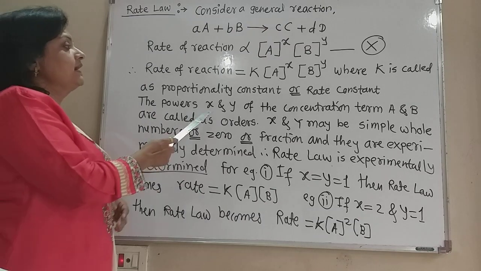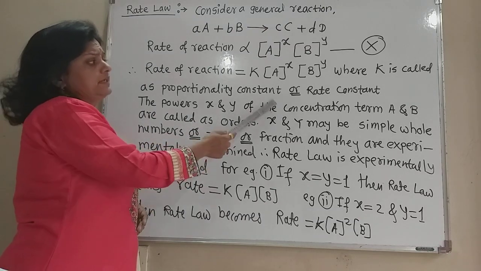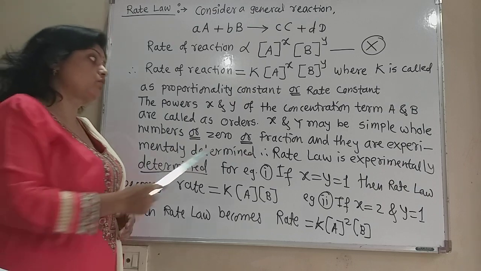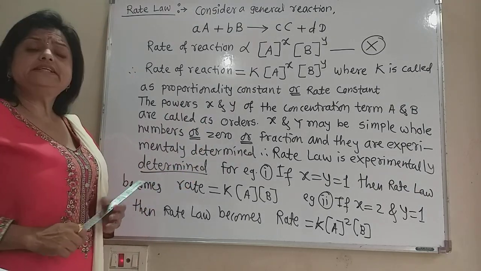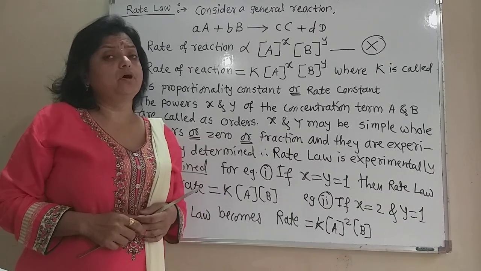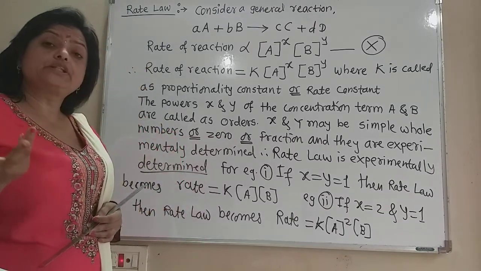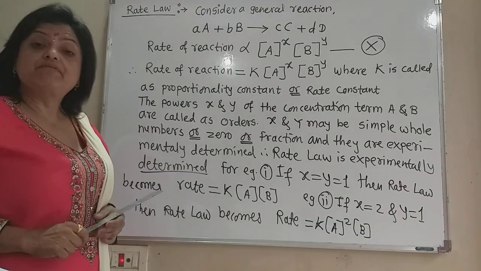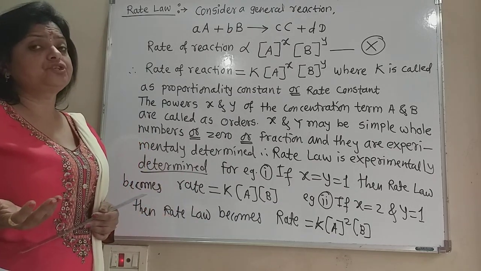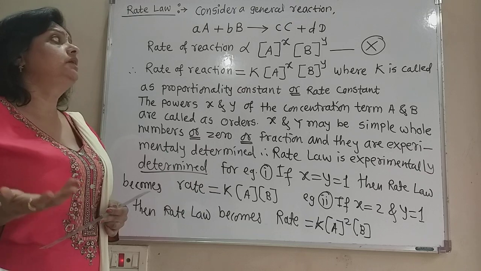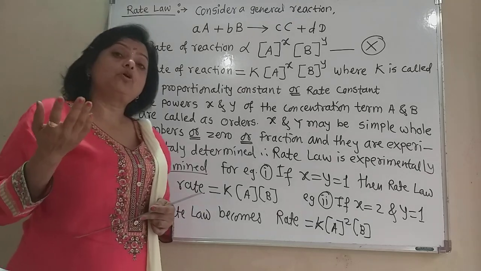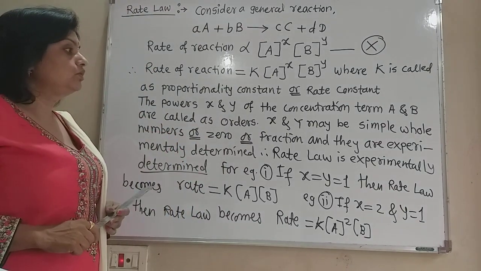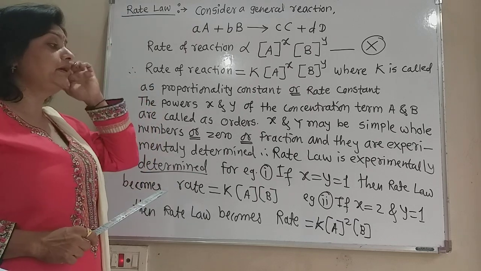Now these powers x and y of the concentration terms A and B respectively are called the orders. These x and y may be simple whole numbers, they may be fractions, or they may be zero. They may be negative quantities also. As the reaction is carried out, how the concentrations of A and B change, on that the values of x and y depend. So this rate law is also an experimentally determined law.